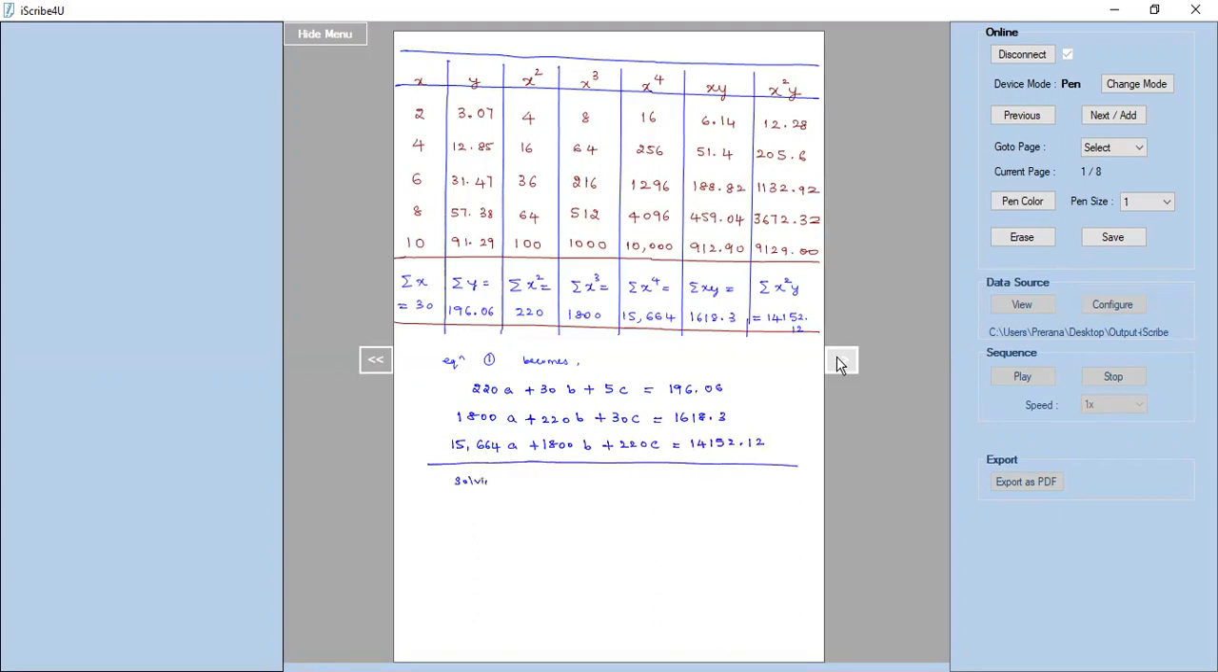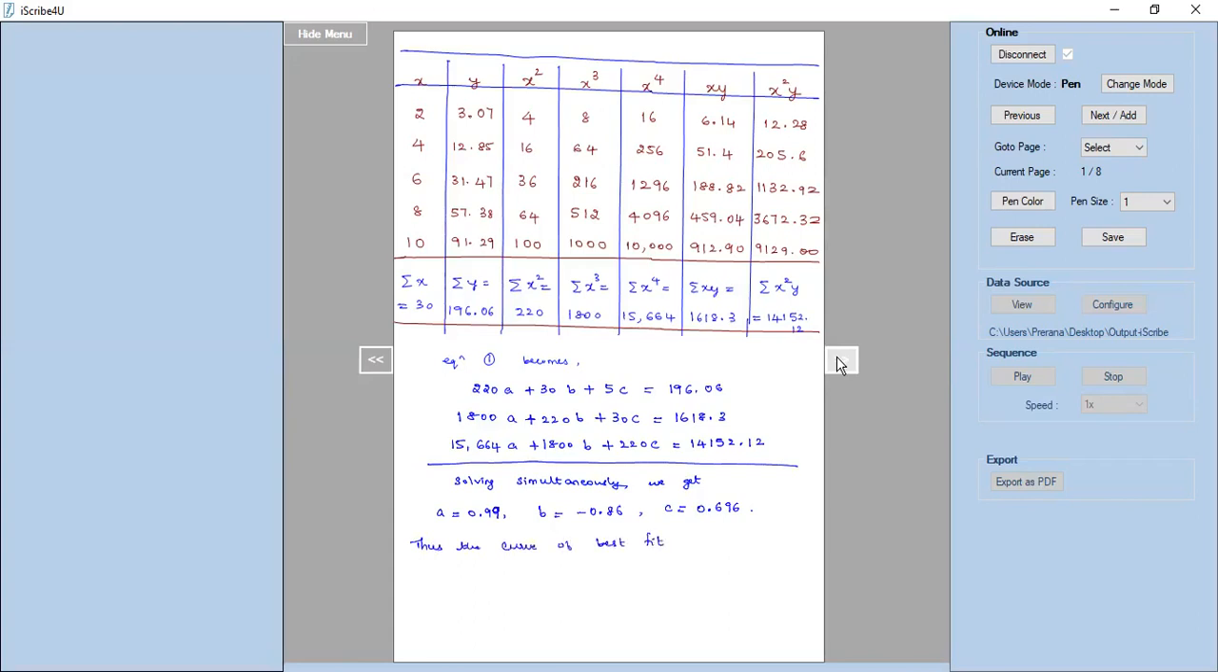Solving them simultaneously, we get A is equal to 0.99, B is equal to minus 0.86, C is equal to 0.696. Solving for A, B, C, we are getting these values. Thus, the curve of best fit.